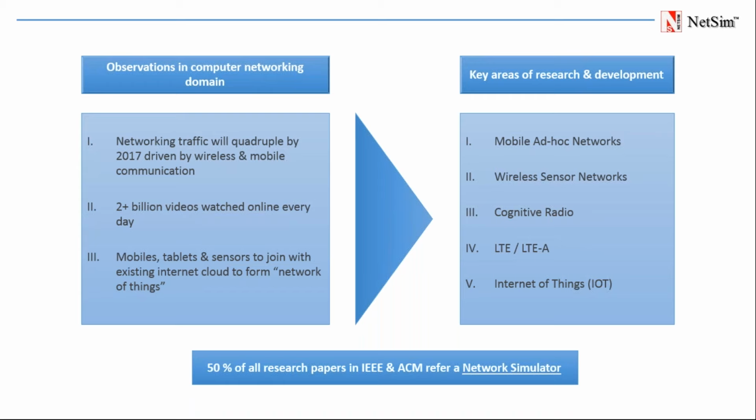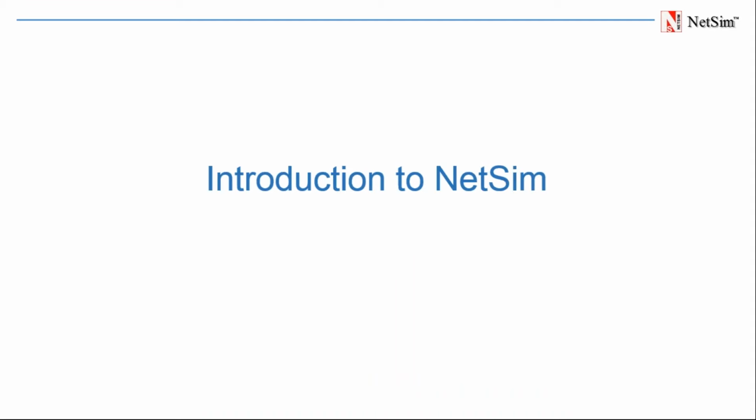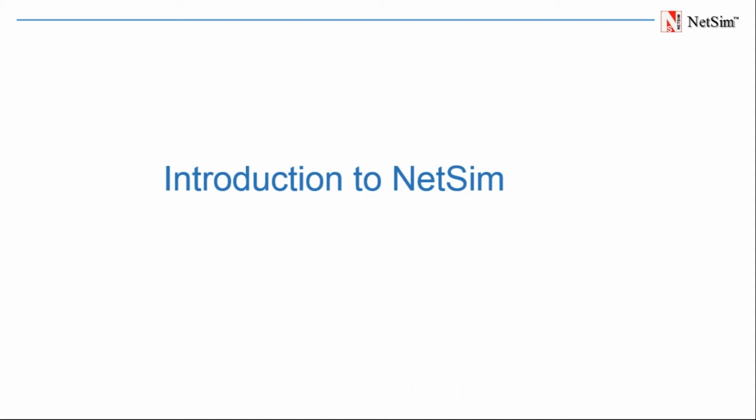So all these observations constitute research areas like MANET, wireless sensor network, cognitive radio, LTE and LTE advanced, then IoT, Internet of Things. And 50% of all research papers in IEEE and NetSim refer to a network simulator. So we require these network simulators for research. So now, introduction of NetSim.